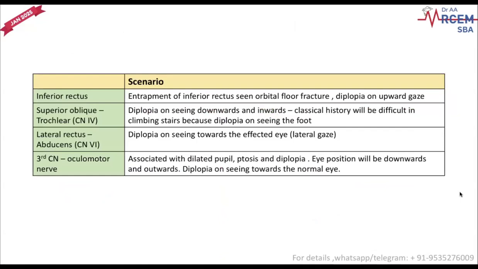That's why the classical history here is for the, sorry, superior oblique trochlear nerve, whenever it is altered, he will complain that whenever I climb stairs, he is having diplopia. That is the classical history.